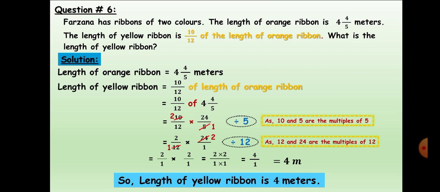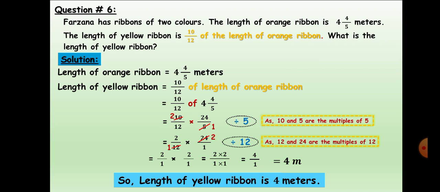So the solution we're going to do: the length of orange ribbon is 4 whole 4 over 5 meters. Length of yellow ribbon equals 10 over 12 of the length of orange ribbon. "Of" is going to change to a multiplication sign, and 4 whole 4 over 5 is going to change to an improper fraction. 4 multiplied by 5 equals 20 plus 4 equals 24 over 5. Then the fractions are 10 over 12 multiplied by 24 over 5.